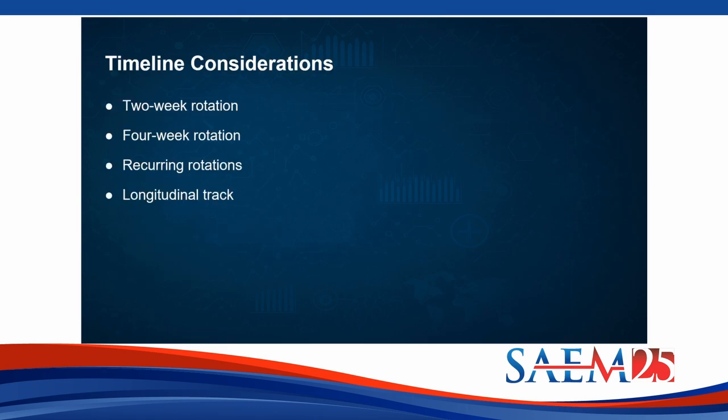Timeline considerations change what you're going to have, the skill set expectations for your learner, and the things that you're going to offer and do with your trainee, whether it is a 2 or 4 week rotation, smaller elective time blocks. Maybe you have a recurring rotation because many trainees are interested, or a longitudinal track. Tracks and threads are becoming more popular in residency programs to allow greater depth of exploration.